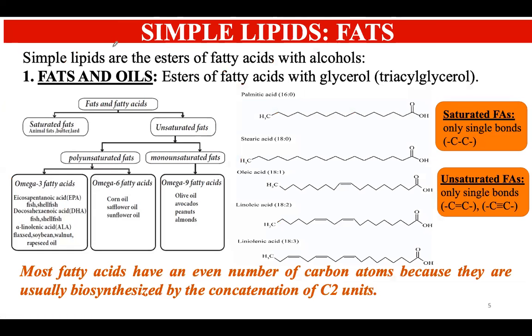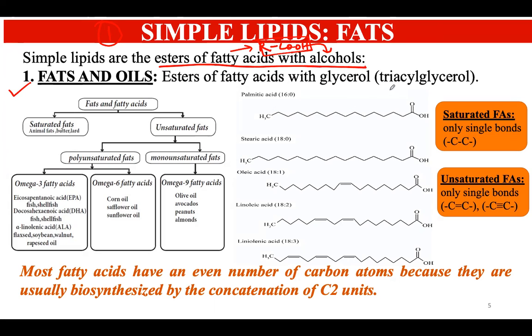Now let us look into each category in detail. So the first category was the simple lipids, talking about the fats and oils. We saw that the simple lipids are the esters of fatty acids with alcohol. And what are fatty acids? These are long hydrocarbon chains with a carboxylic acid end. So when this kind of fatty acid makes an ester with the alcohol, that becomes a simple lipid.